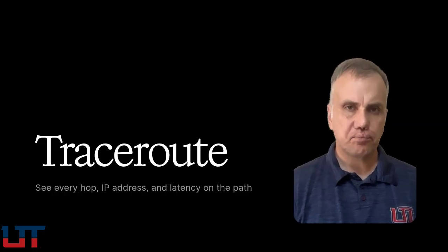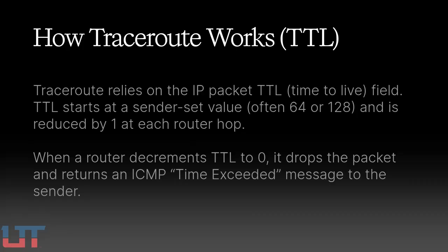intended effect. Traceroute works by exploiting a mechanism built into IP routing, the TTL, or time to live field in every IP packet. TTL is a counter that starts at a value set by the sender, typically 64 or 128, and it decrements by 1 at every router hop. When a router decrements the TTL to 0, it discards the packet and sends an ICMP time exceeded message back to the sender. That message contains the router's IP address.